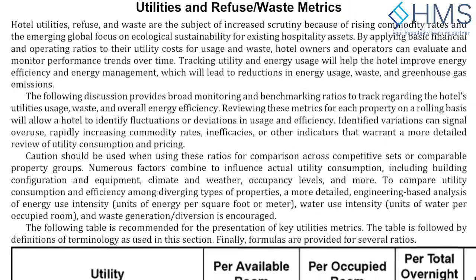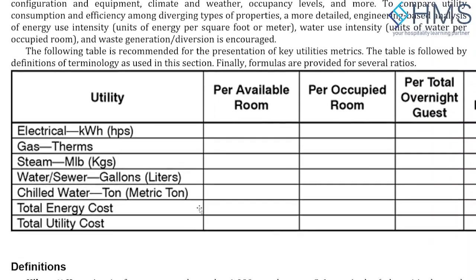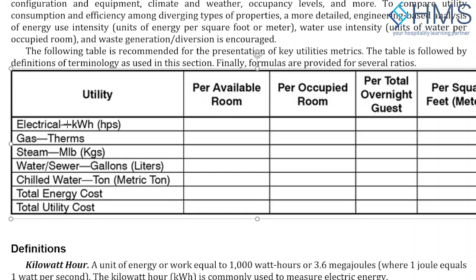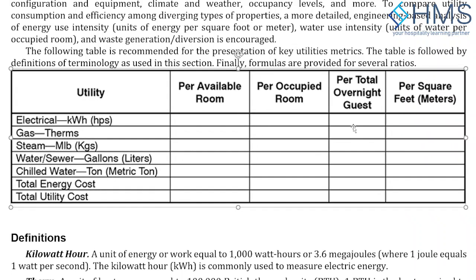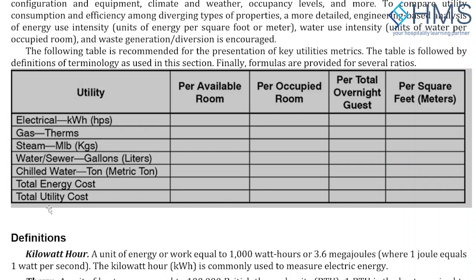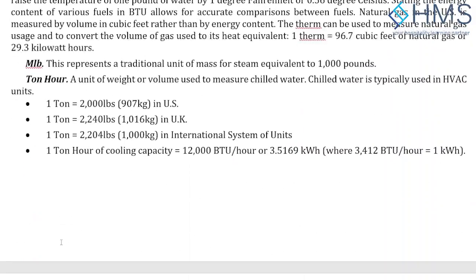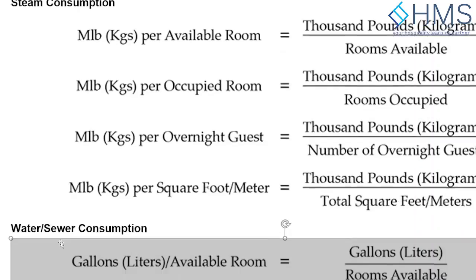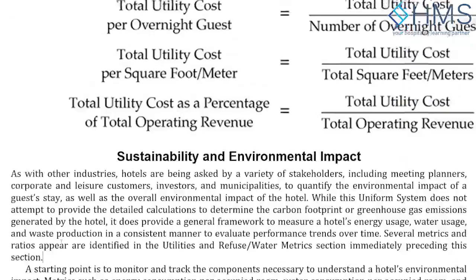You have to understand that before we go into the details, there are certain other operating statistics which are required. For example, utilities. We have to calculate utilities per available room, per occupied room, per total overnight gas, per square meters, per square feet for electricity, gas, steam, water, sewage, and other things. So utilities have their own operating department statistics that are required to be calculated.